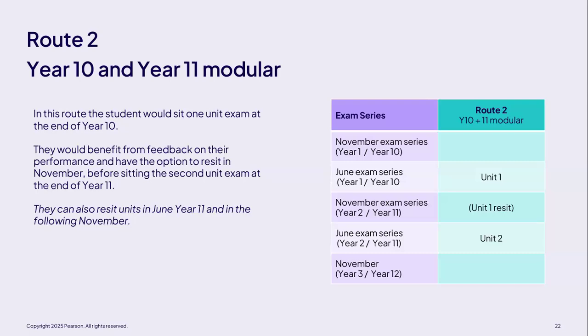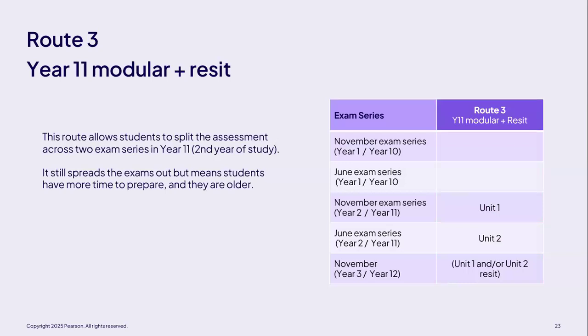This is, as I've already said, the Route 2, Year 10 and 11 modular, when you benefit from feedback on performance and have the option to resit in November before sitting the second unit exam at the end of Year 11. And then the Year 11 modular and resit still splits the assessment, spreads the exams out, but it means students have a little bit more time to prepare and they are older before they take their first unit exam.